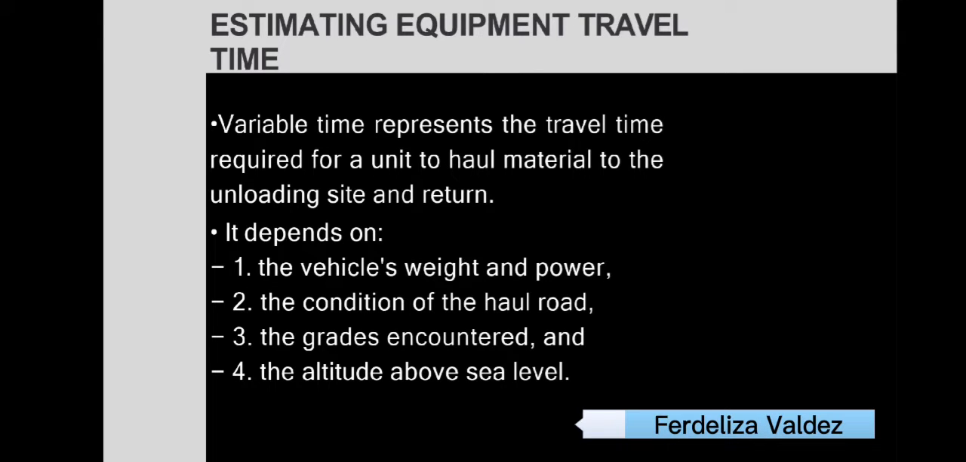While the variable time represents the travel time required for a unit to haul material to the unloading site and return. It depends on equipment characteristics like the weight and power, the road condition, whether it is flat or bumpy, the grade, which is the slope of the road, whether it is downhill or uphill, the altitude. The higher from sea level you are working, the thinner the air will become, which affects the efficiency of the engine, and the distance traveled. The farther the distance, the longer the variable part of the cycle time.